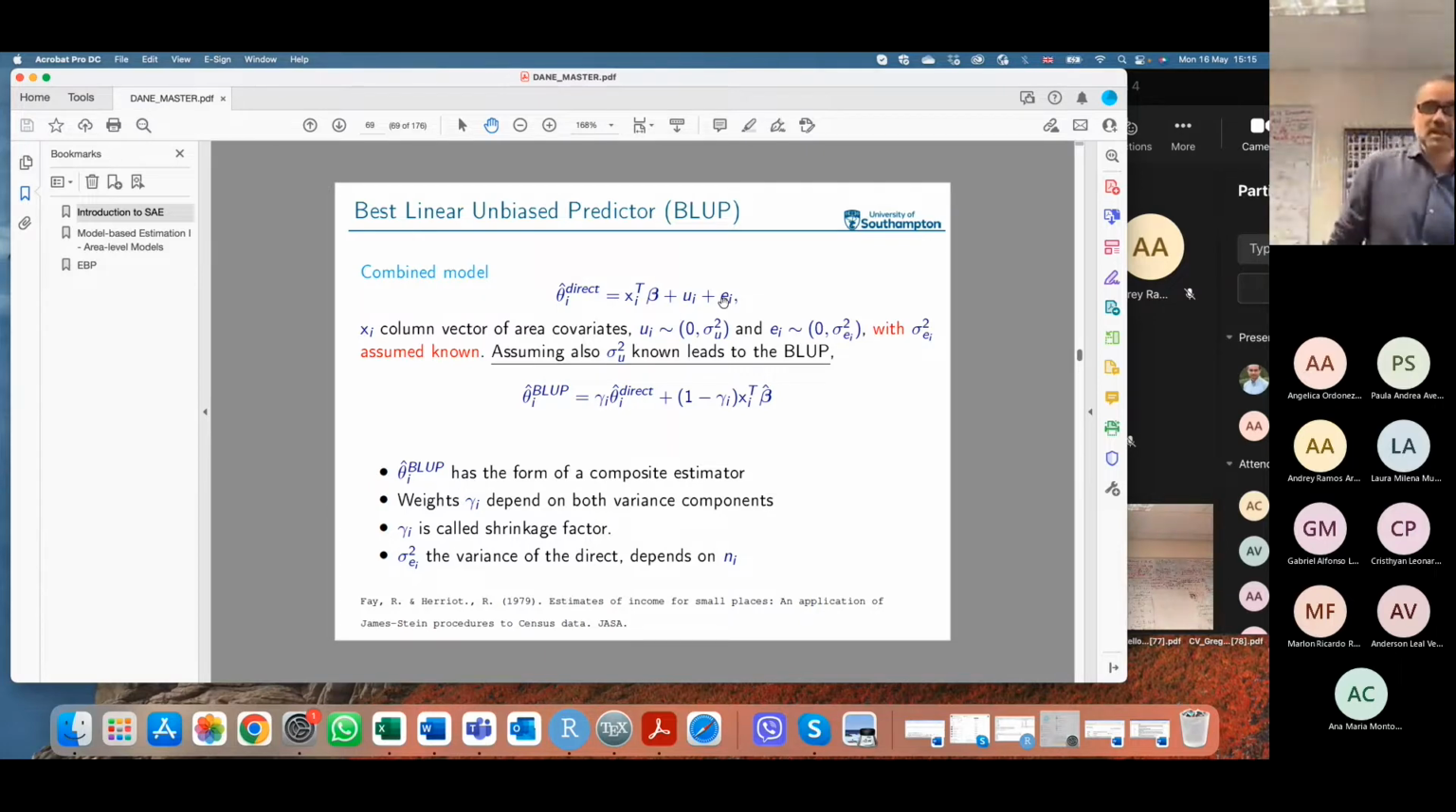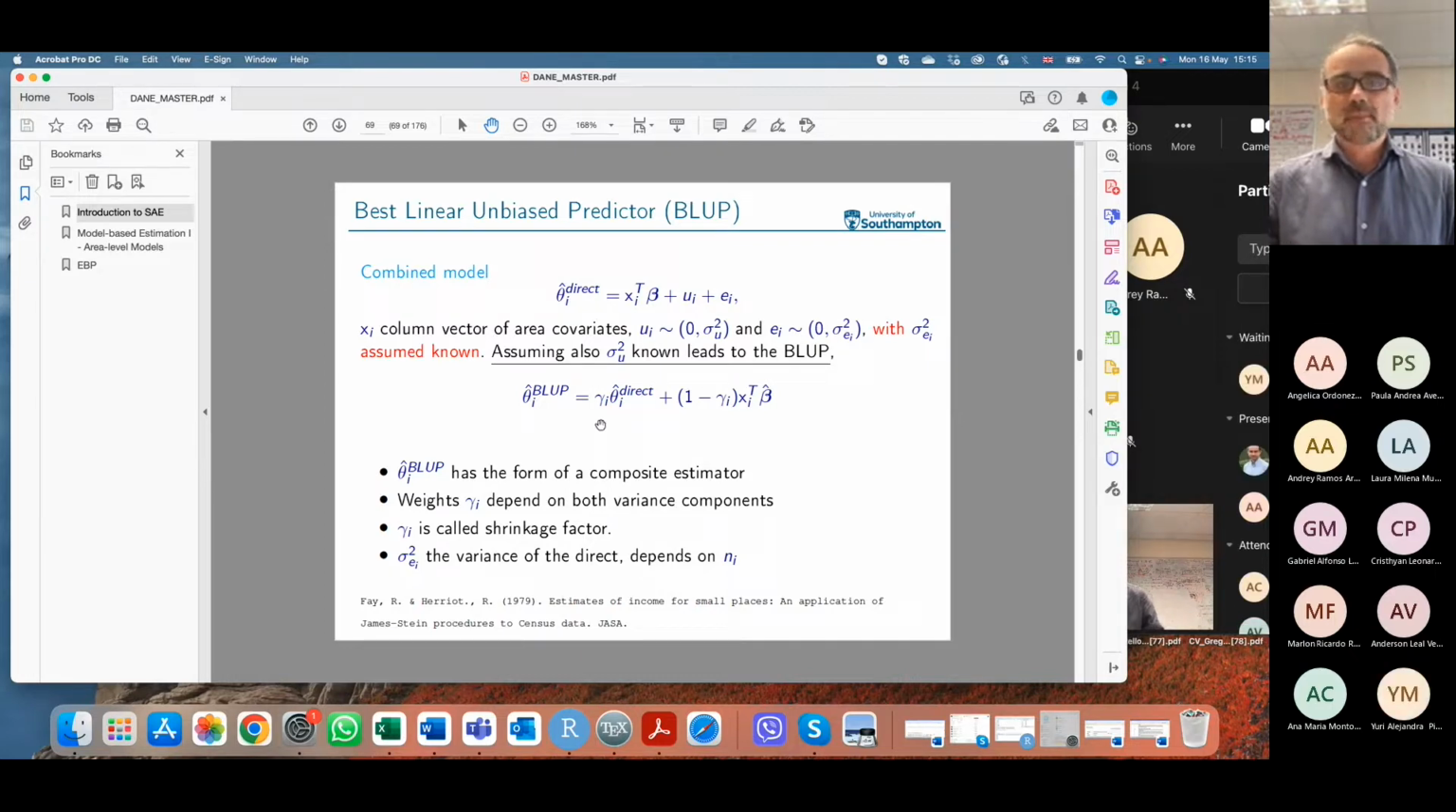Okay. And here is where we started talking about what is known as the best linear unbiased predictor. So we want to find a predictor that is best in some respects, and the best linear unbiased predictor here is defined as in this expression: theta hat I BLUP, the best linear unbiased predictor of your parameter of interest in area I, is nothing more than a combination between the direct estimate and the regression synthetic estimate. It is a combination that depends on weights gamma I, and gamma I is effectively what we call the shrinkage factor. So gamma I is weighting the direct estimates, and 1 minus gamma I is weighting the regression synthetic estimate.